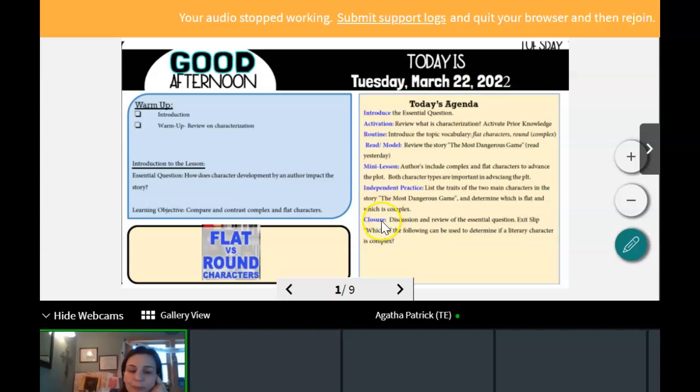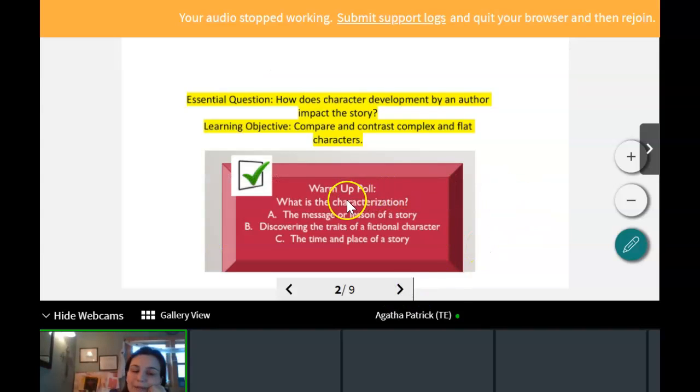And then our closure will be a discussion and review of the essential question, an exit slip in which you will think about which of the following can be used to determine if a literary character is complex. Okay, let's get started. First, let's do a quick activation.